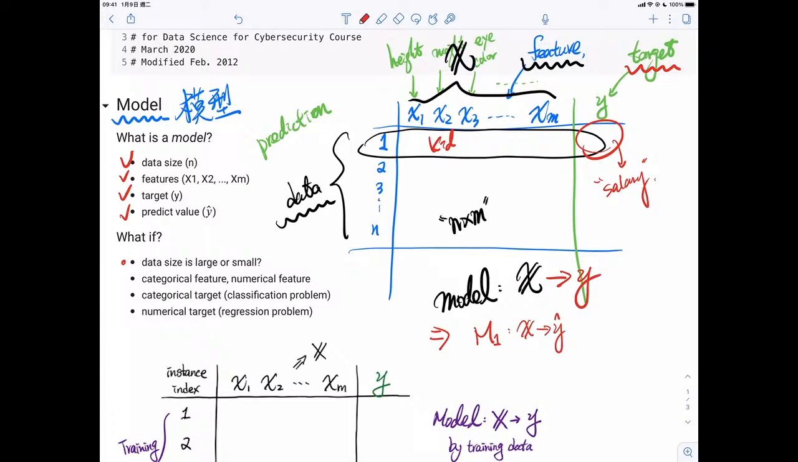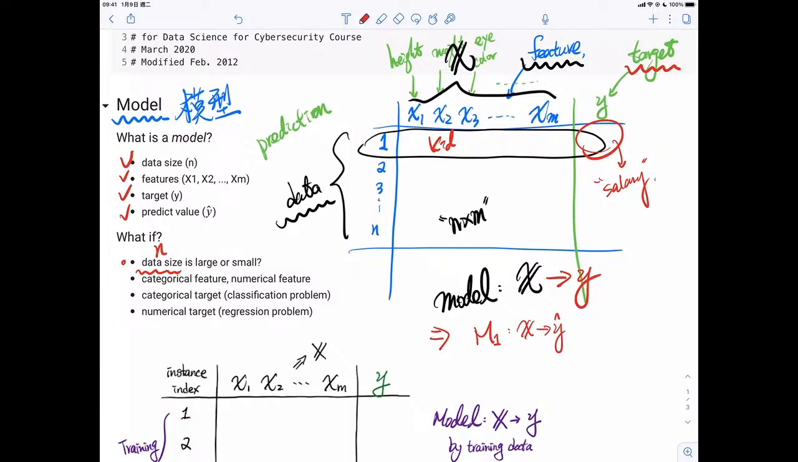Let's still take a look at this table. There are several questions right here. First one is data size. When we talk about data size, we refer to n. If n is large or small, and we would like to use a mathematical method to help us describe the entire data, which means big X and n.